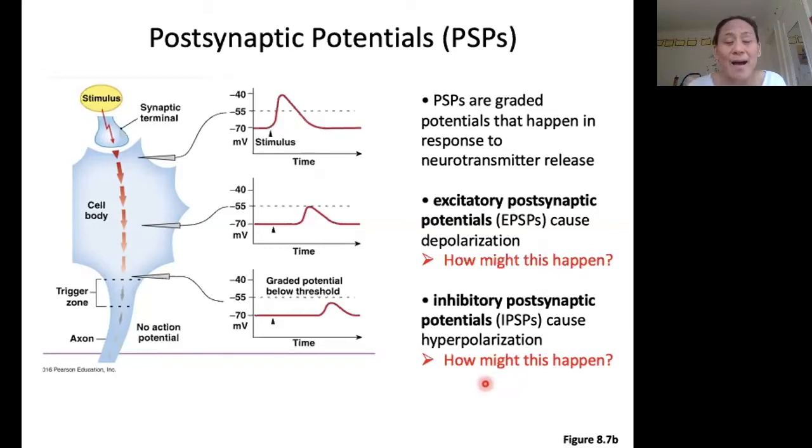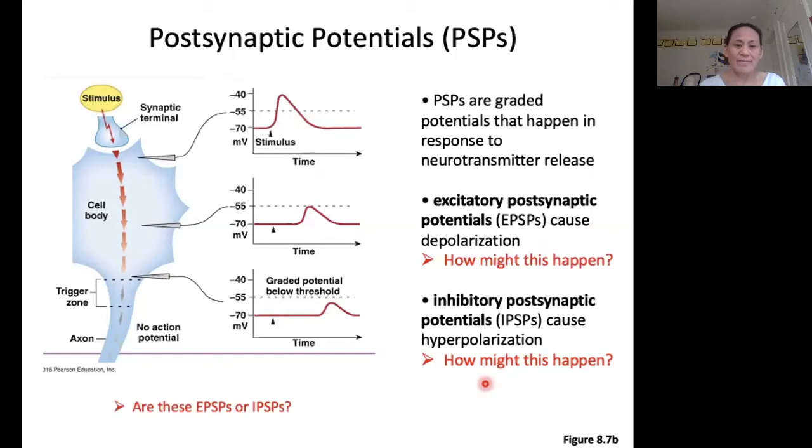Okay, so an IPSP should happen either by getting cations to leave the cell, right? If we have positive ions moving out of the cell, then the inside of the cell becomes more negative, right? Or we can get negative ions coming into the cell. And if you think about the actual ions that we have around our cells and the concentrations that they're present in, that would typically happen if we have potassium leaving the cell, right? Remember, we have a high concentration of potassium inside the cell. Or if we have chloride coming into the cell, okay?